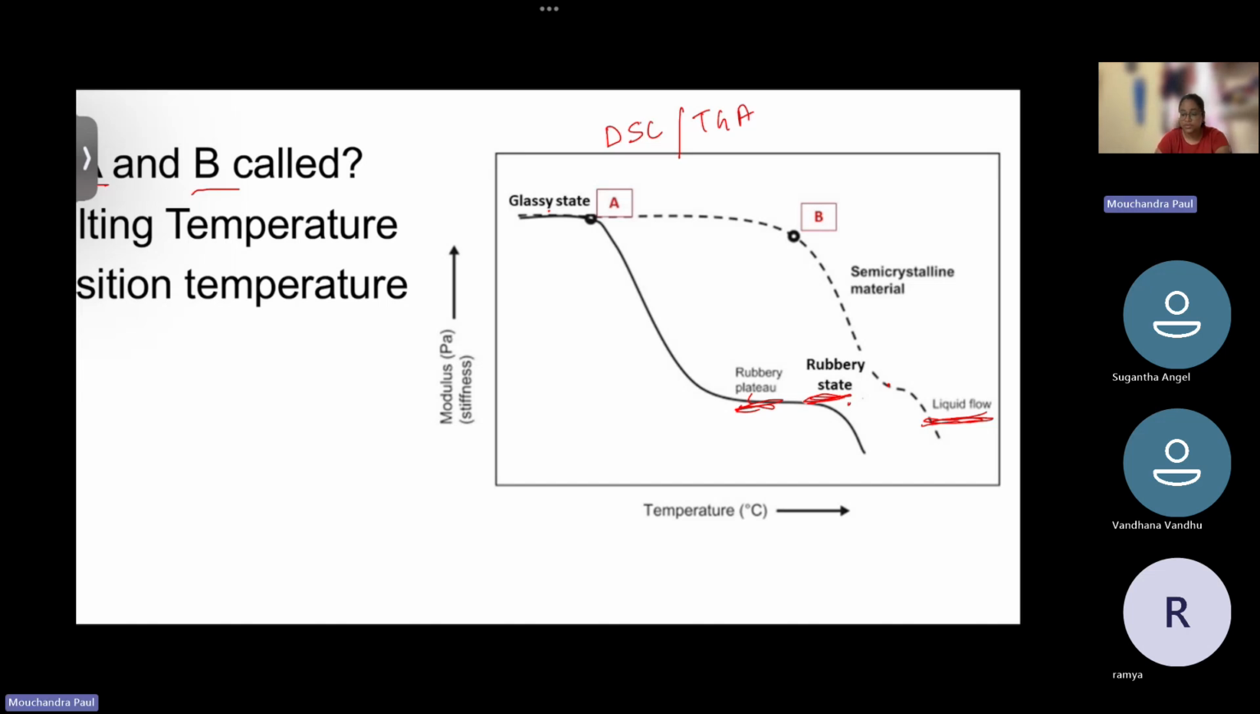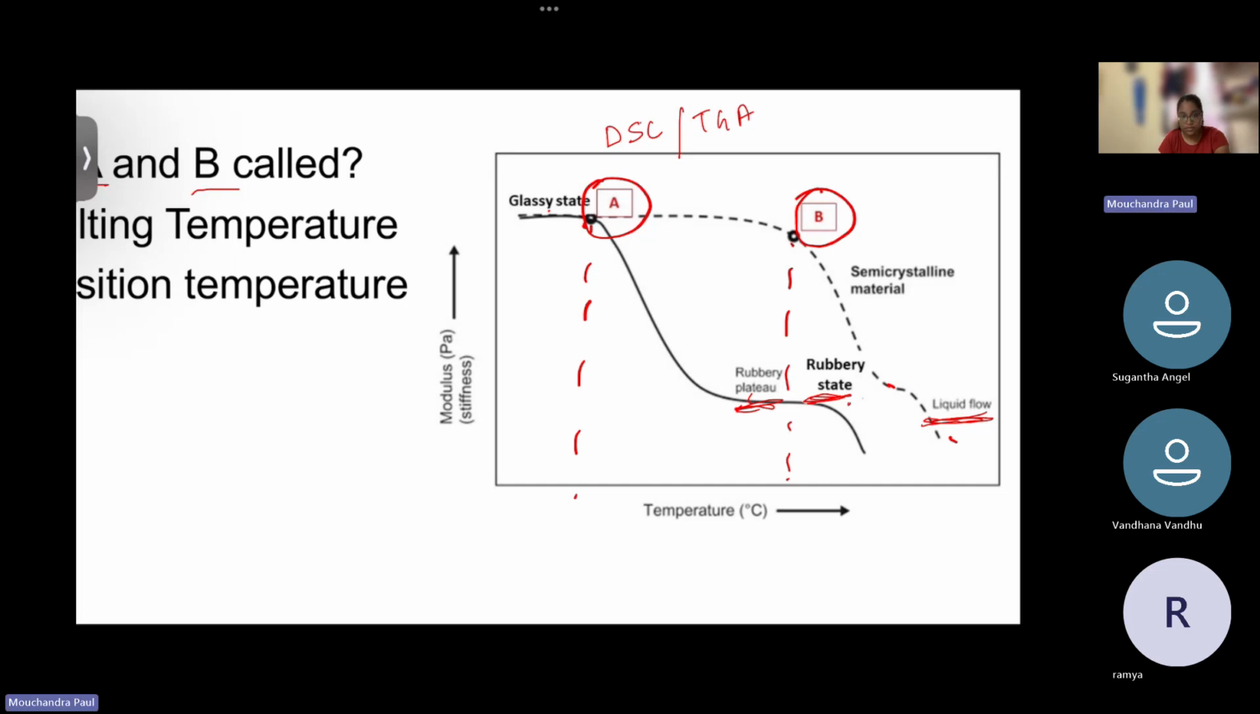Now, what is this temperature called? A corresponds to some temperature, B corresponds to some temperature. So A and B mark those temperatures where the material is changing its phase. If you see carefully, at temperatures lower than point A, the material is in a glassy state. And if the temperature is greater than A, the material changes into a rubbery state. So that particular temperature is called something. Okay, I'll not tell you now.